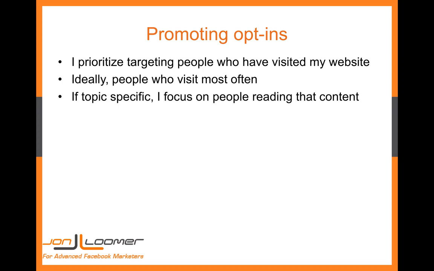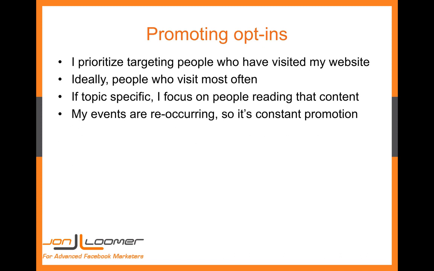So for example, I now have entrepreneurial topics and an entrepreneur webinar, right? So when I promote my entrepreneur webinar, I target people who have read my entrepreneurial posts. And to do that, I just put entrepreneur in all of those blog post URLs to create that type of custom audience.